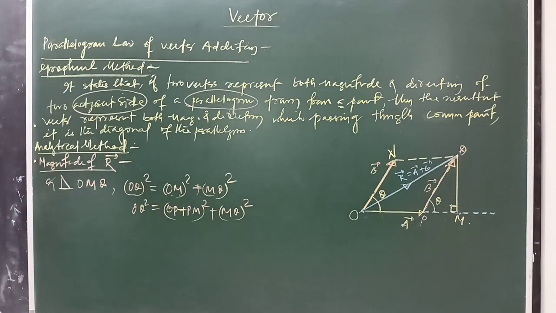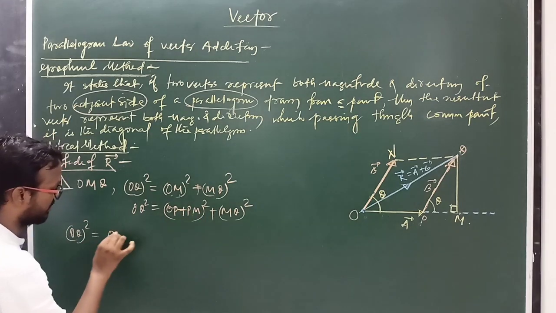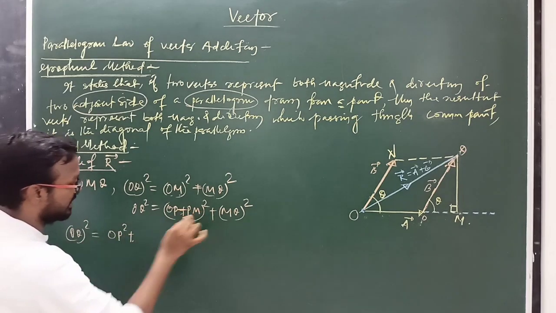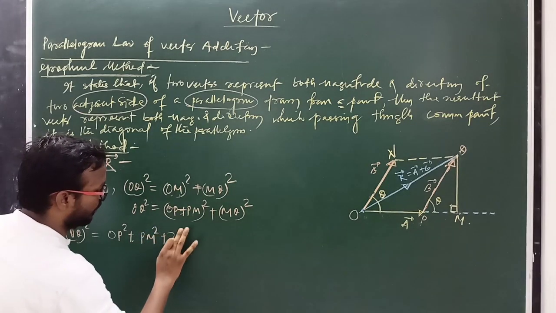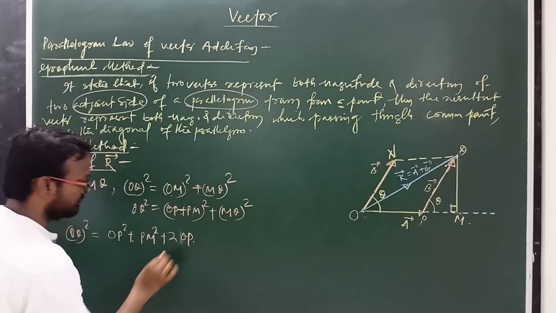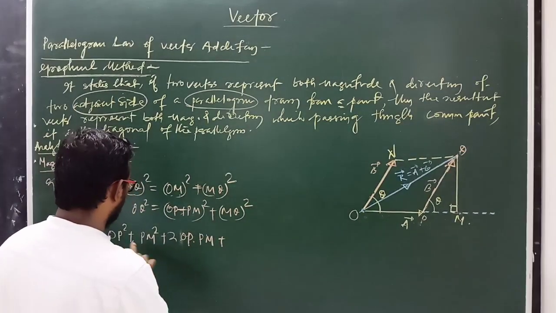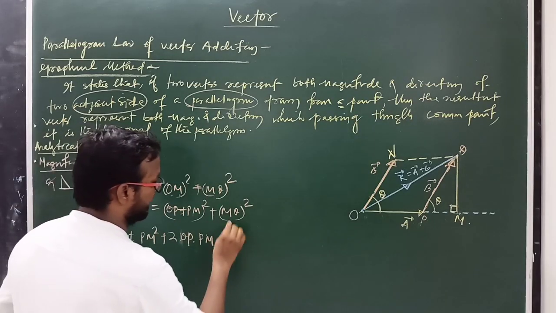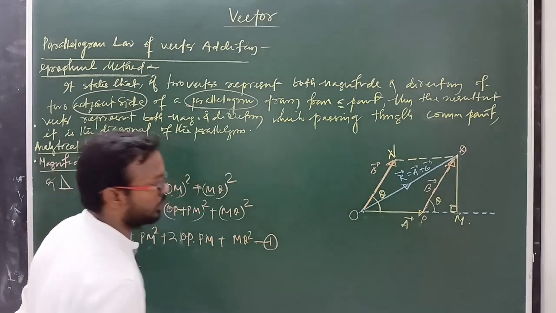Now use the (A plus B) whole square formula. So OQ square equals OP square plus PM square plus 2 OP into PM, plus MQ square. This is equation number 1.